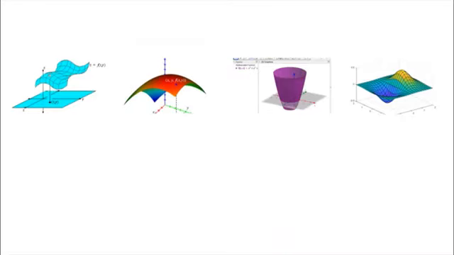Here we can see a few more graphs of functions of two variables. You can check the different graphs here. These are all functions of two variables. Z is a function f(x, y), so there are a total of three variables, one dependent and two independent. Those types of functions will give us graphs like this. These are a few examples.